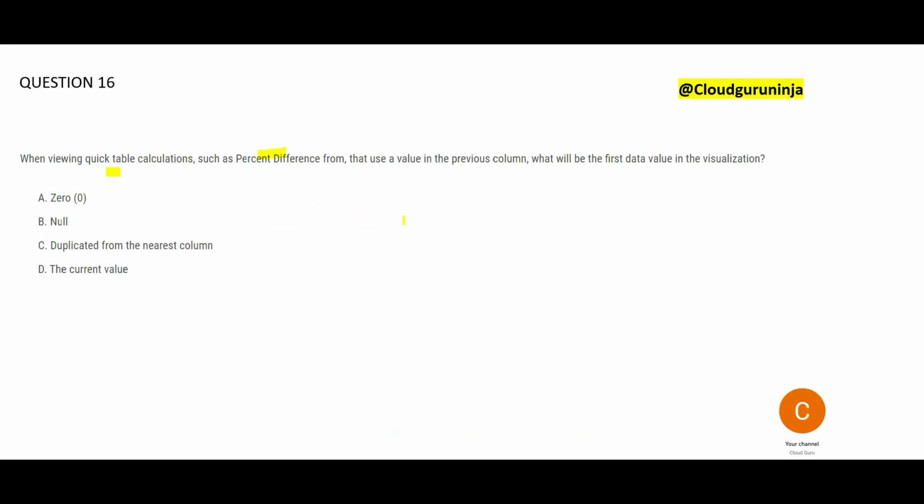How does percent difference work? You have the previous column, and this is your next column. You are applying a percent difference here. It will take the value from the previous column first. But the question is asking you about the first data value. What will it take? There is no value here. It will take the value from here, then the third row will take the value from the second row. But there is no value when the first row comes. What will it do? It will take null. It will not take 0. It will take null. And this would be the answer.